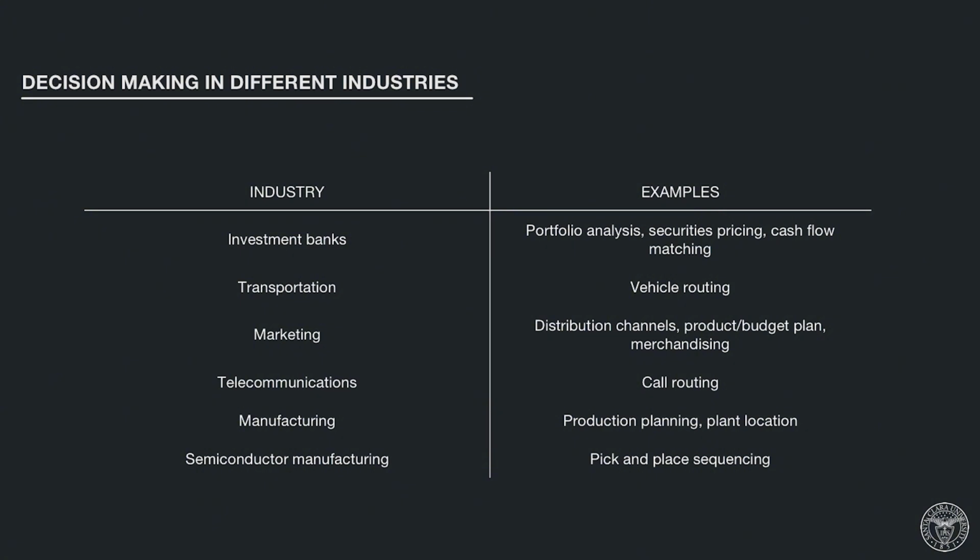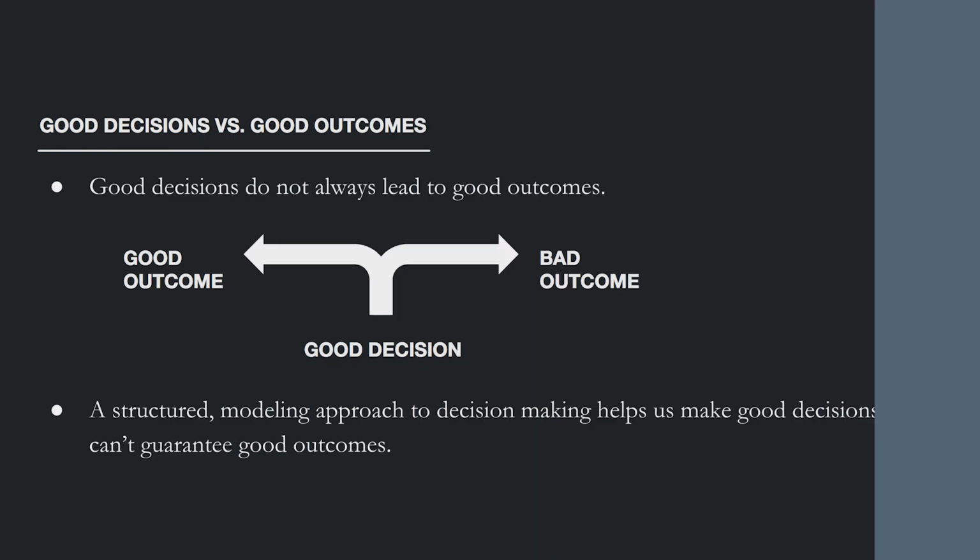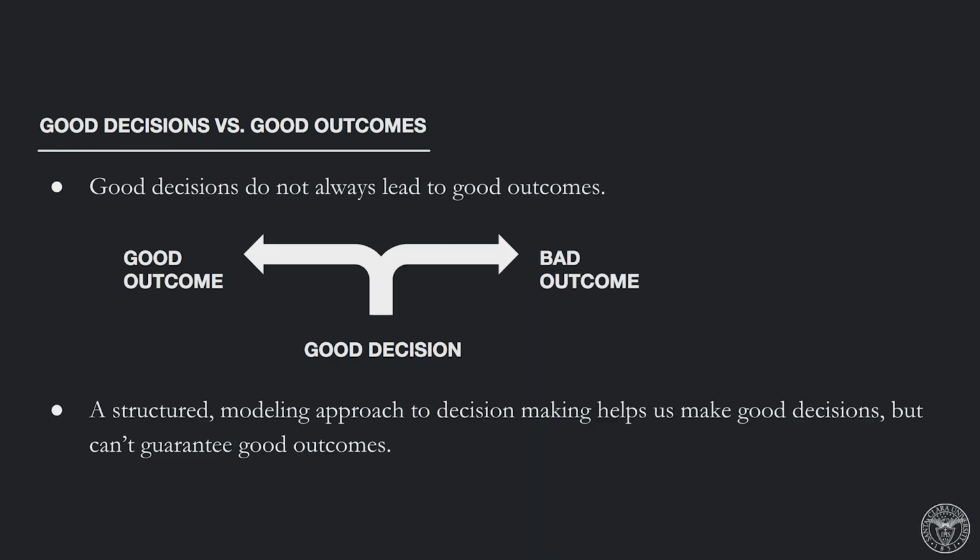Actually, decision making has been applied in all different types of industries. Basically, you cannot name any industry that does not need decision making. For example, investment banks, transportation, operations, telecommunications, and manufacturing all need decision making. When we make a good decision, it does not necessarily mean we are going to have a good outcome all the time. Typically, if you have a good decision, you might have a good outcome or a bad outcome.